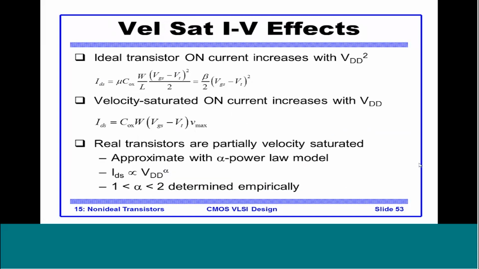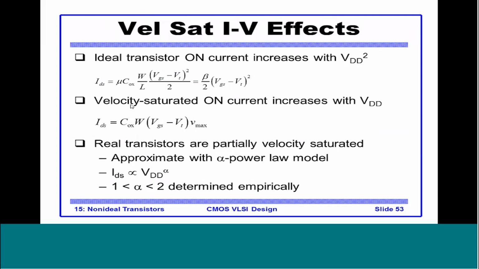This means that whenever the transistor is on, in the ideal model we saw that it exhibits a square relationship, but here the velocity saturated current increases with VDD, it doesn't increase with VDD square. So the square relationship is no more true. You can verify this by plugging in the value of V. So you will come to this equation. We see that velocity saturation means the on current will not follow a square relationship. It will follow a linear relationship.